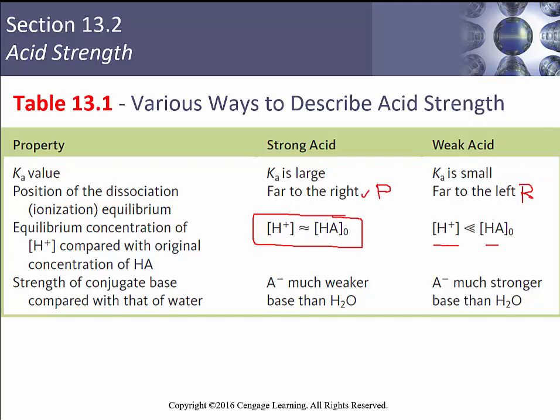You could look at the strength of the conjugate base compared to that of water. So your A minus, your conjugate base, like Cl minus or Br minus, is going to be a much weaker base than water, right? They're not going to change pH at all. And for a weak acid, A minus is a much stronger base than OH minus. So something like ammonia or acetate, right? Or phosphate or carbonate.